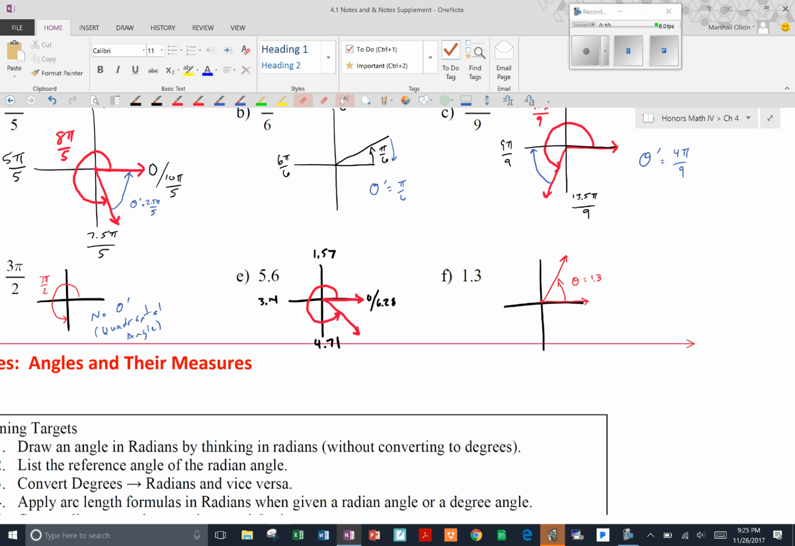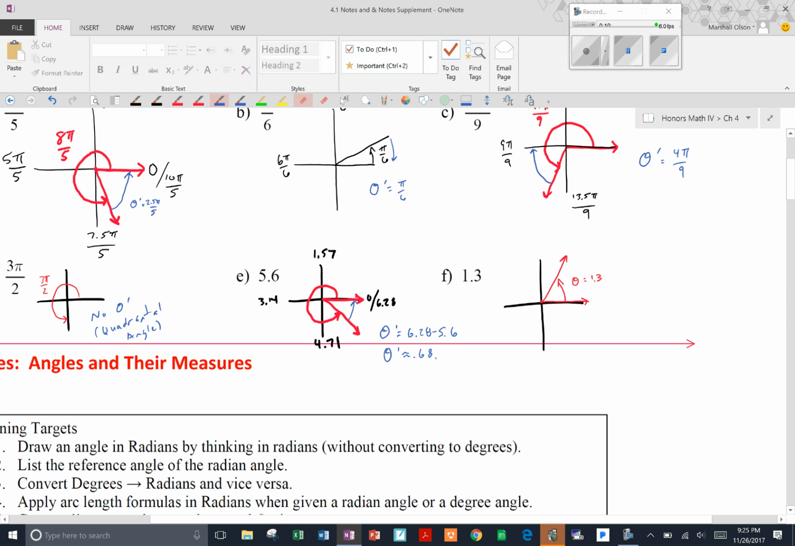In E, we know that this angle would be the difference between 6.28 and 5.6 there. So the reference angle is going to be whatever 6.28 minus 5.6 is, which is approximately 0.68.